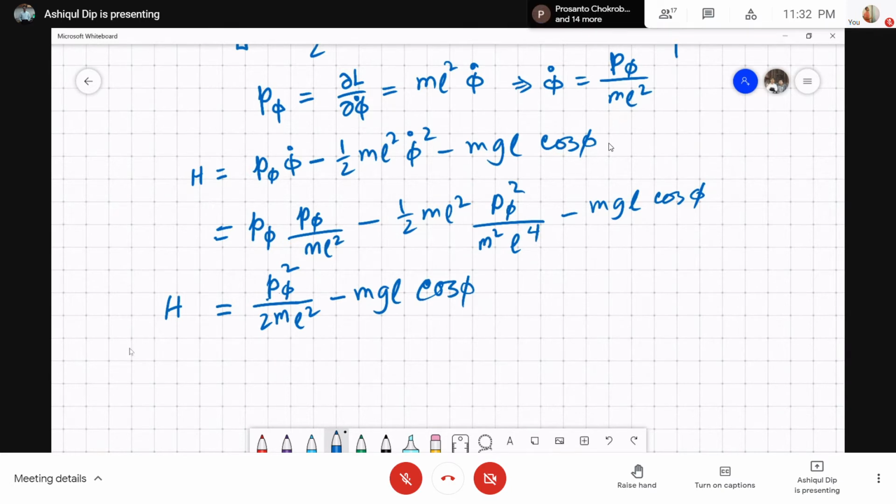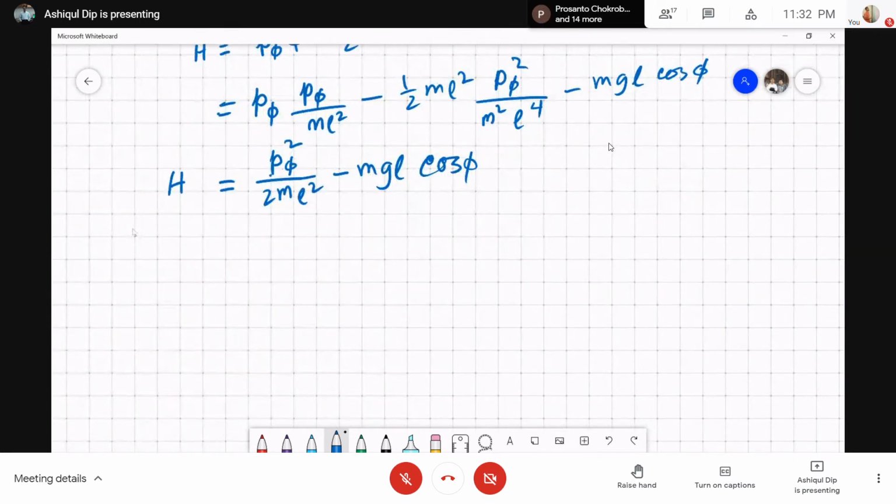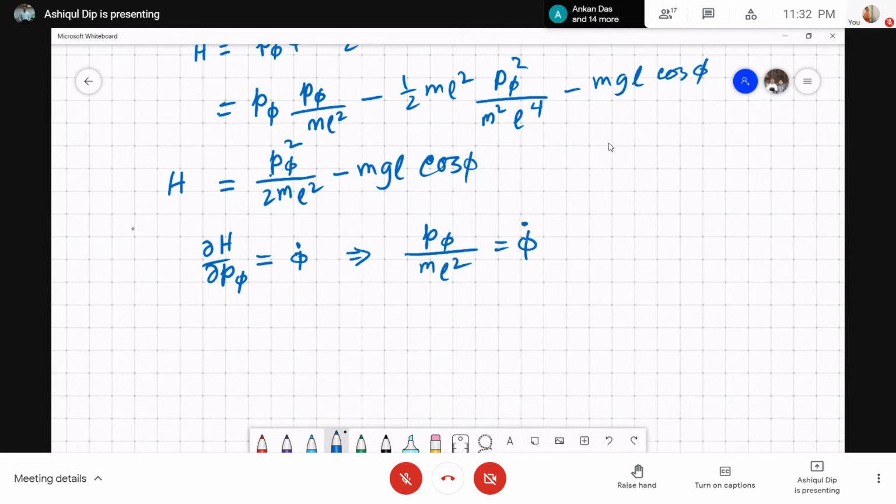Okay, so now what's the equation of motion? One of the equations of motion, basically the definition of momentum, is delta H by delta P phi. This is P phi by m L squared. This is phi dot by Hamilton's equation of motion. So P phi divided by m L squared equals phi dot, and that is consistent as well, right?